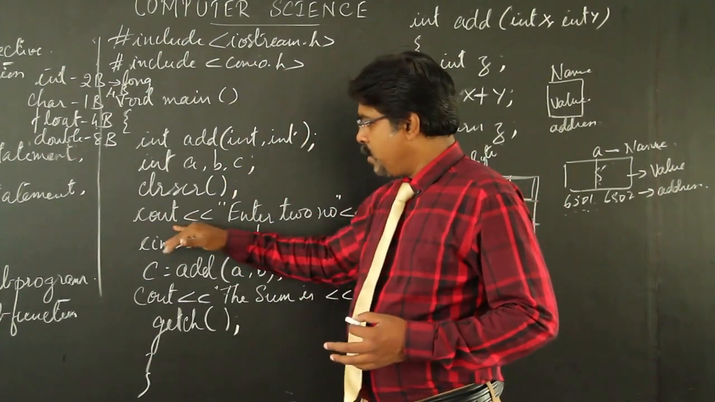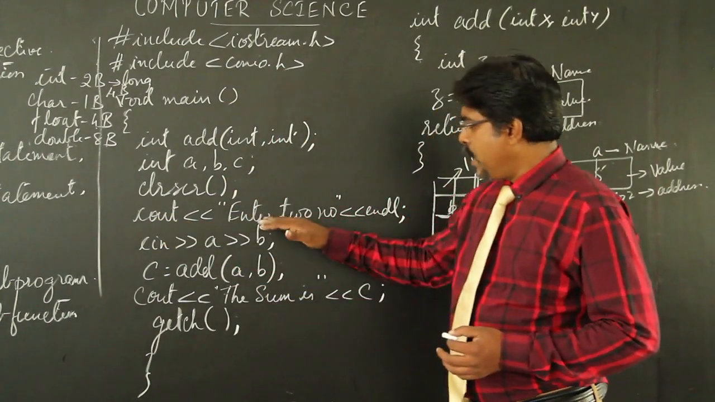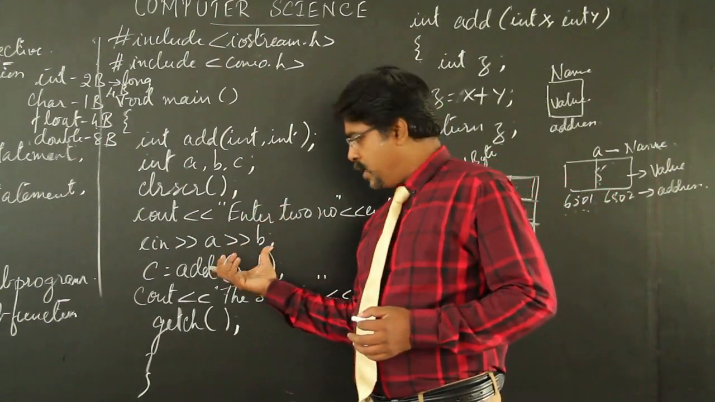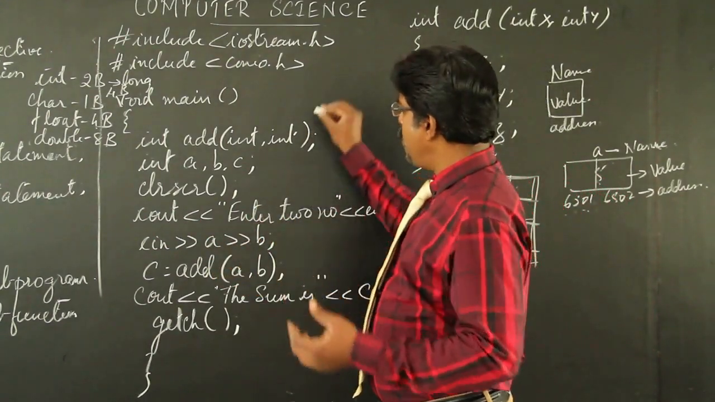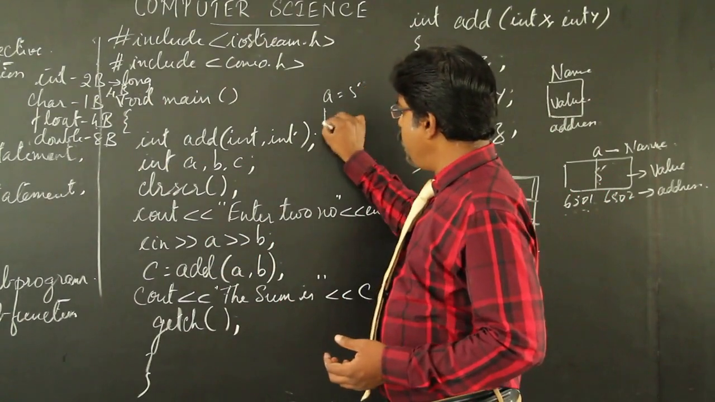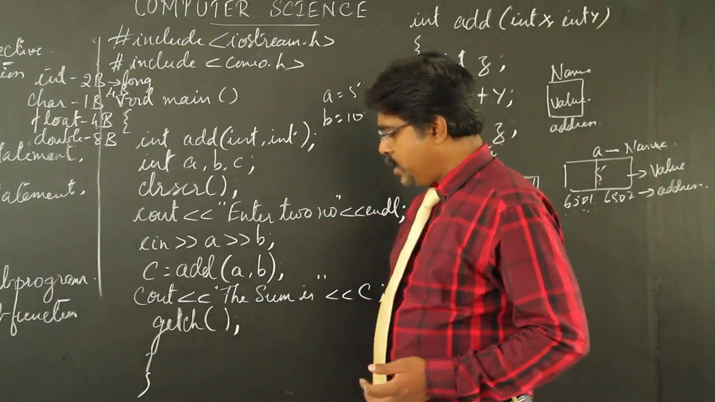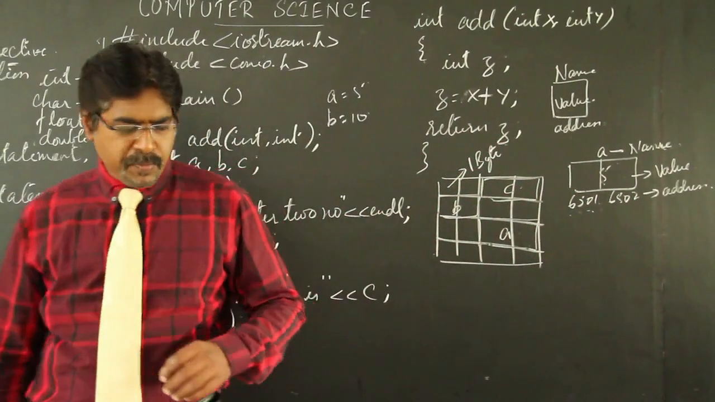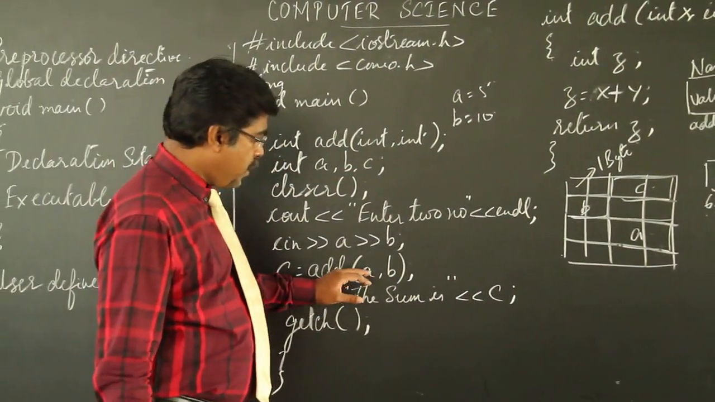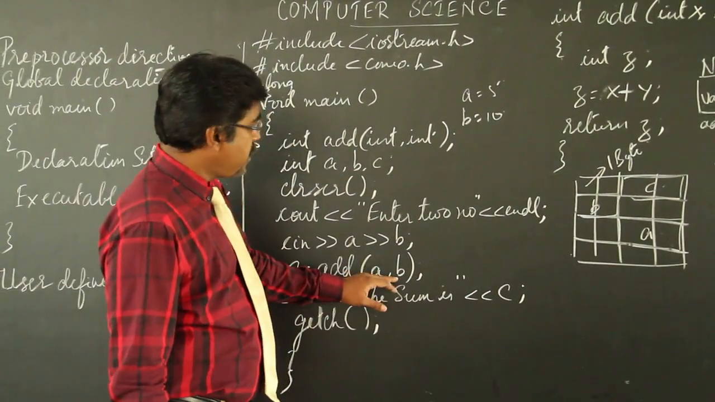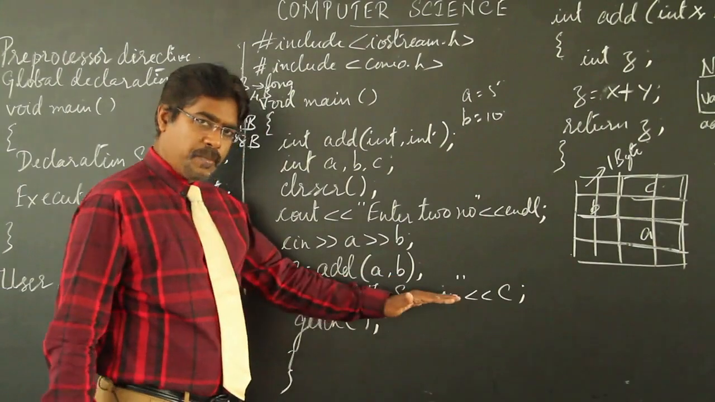And after that, we have cout, enter 2 numbers. 2 numbers are going to be considered. Let us imagine A is going to take 5 and B is going to take 10. Likewise, C equals add of A comma B. A will be taking 5 and B will be taking 10, and there is a function call made.